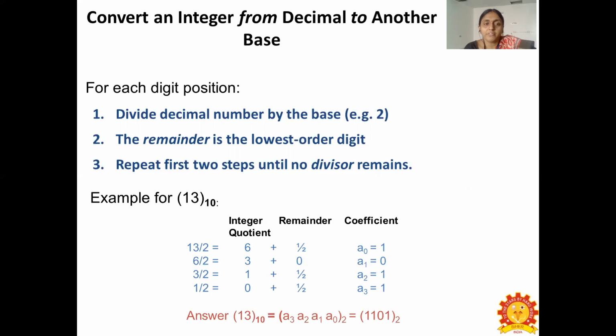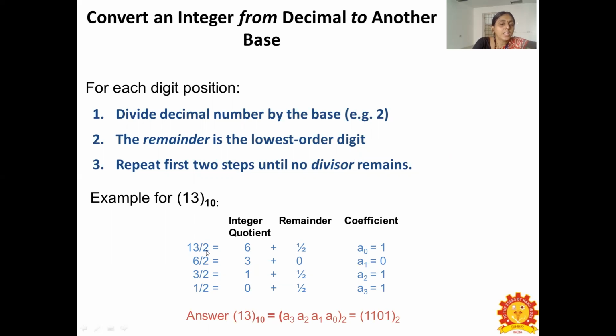So here when you divide, the remainder is the lowest order digit. The quotient value of the division result is stored as A0, A1, A2, A3 and the remainder values are stored in the second column here. And when the number 13 is given, which is in decimal, we need to convert this into binary value. So we start dividing this decimal value by 2.